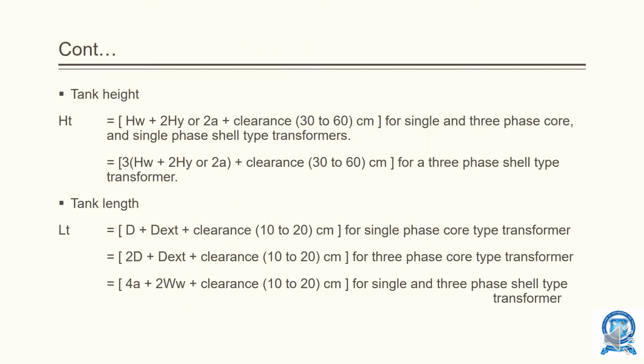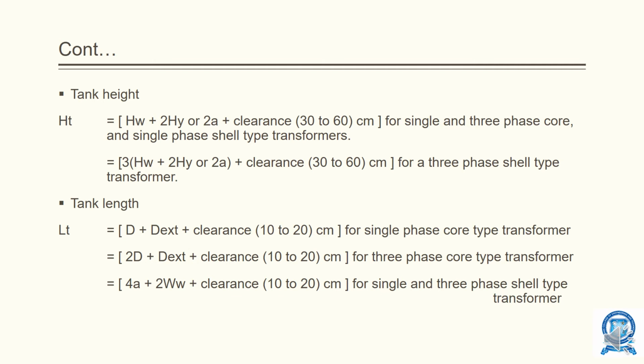The tank height HT is equal to HW plus 2HY or 2A, with a clearance of 30 to 60 centimeter, for single phase and three phase core type. It is 3 into HW plus 2Y for a three phase shell type transformer. If it is three phase core type or single phase shell type, use the first formula. For three phase shell type alone you need to multiply by 3.